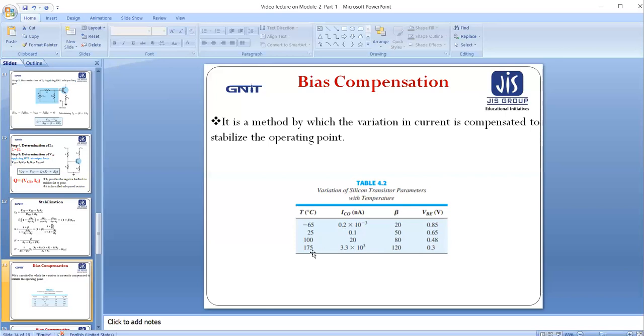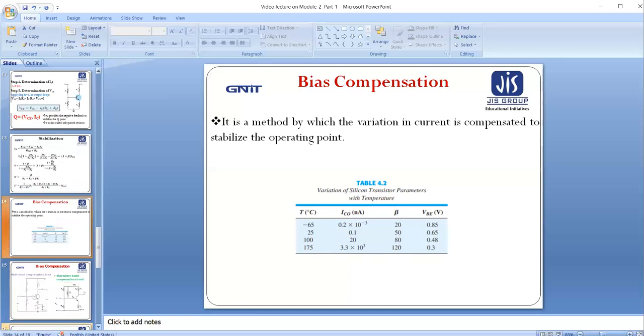And when the temperature reached 175 degrees centigrade, the IC naught increased so intensely that it is really something to worry about, because IC naught was then 3.3 into 10 to the power 3 nanoampere, which means it is in the order of microampere. It cannot be neglected casually. And beta was 120 and VB was reduced to 0.3 volt. So we have to control this IC naught and the VBE very much.